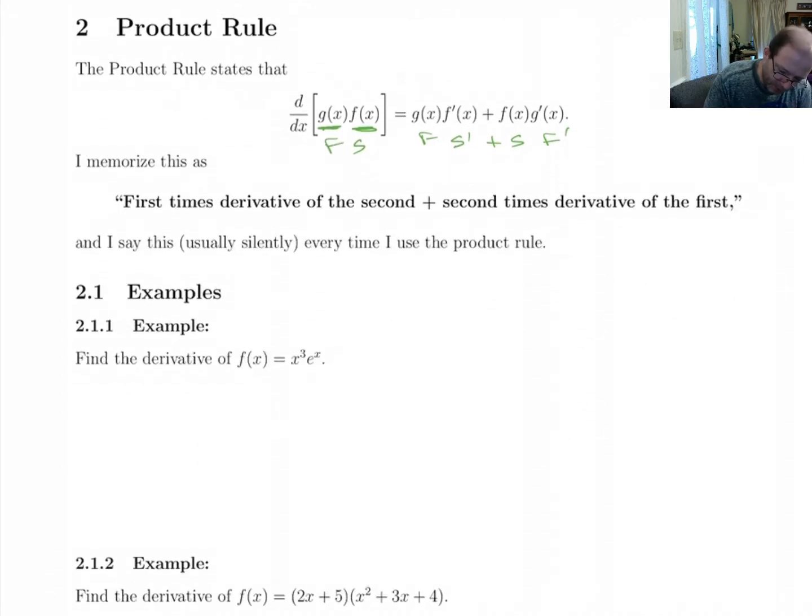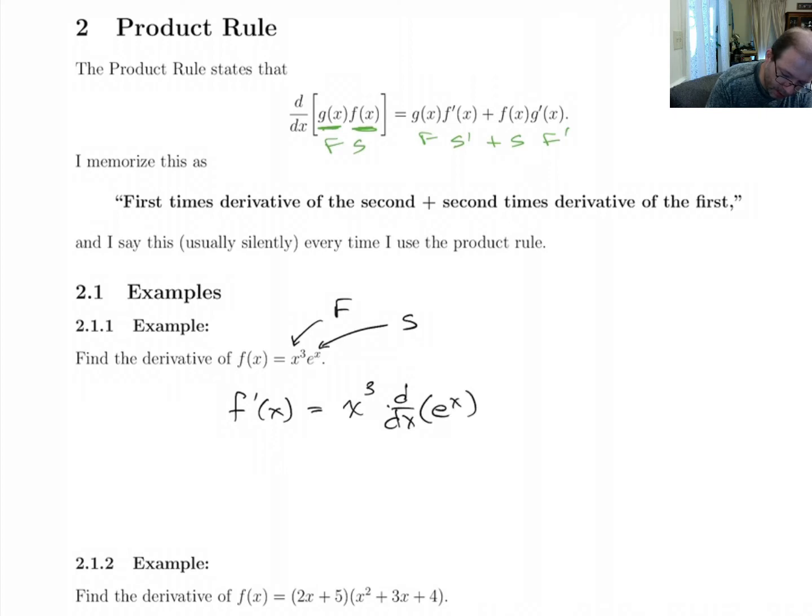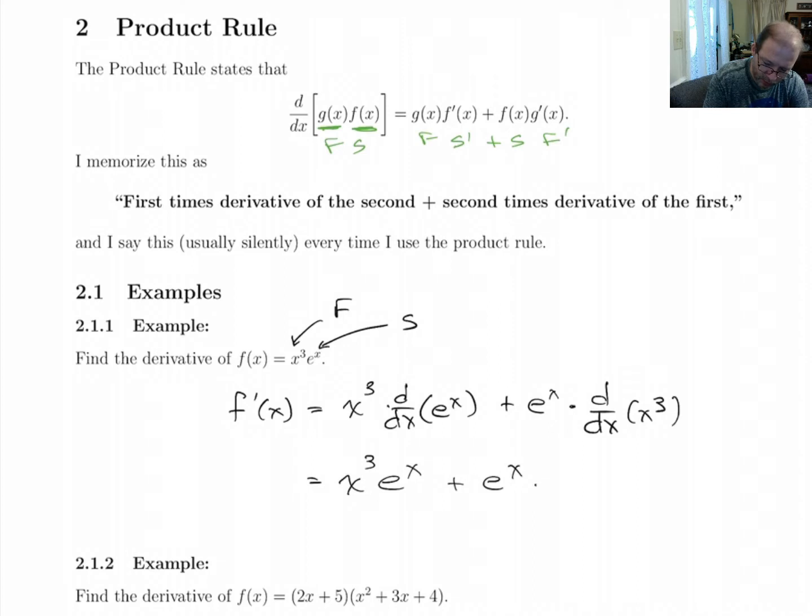Let's look at this one. Derivative of f of x equals x cubed e to the x. In this case, x cubed is my first, and e to the x is my second. So f prime of x is first times derivative of the second plus the second times the derivative of the first. I'm probably just going to jump straight to writing out x cubed times e to the x, then e to the x times 3x squared.